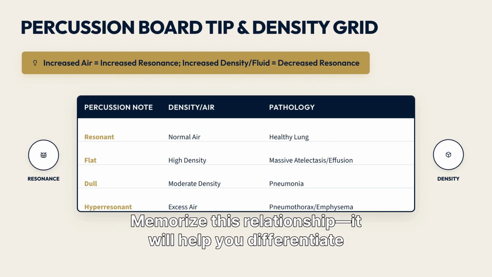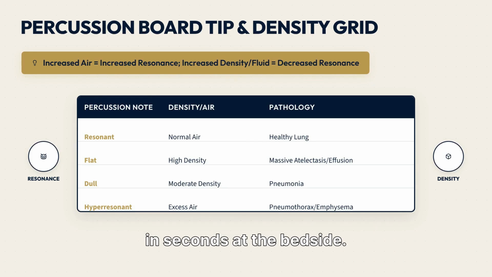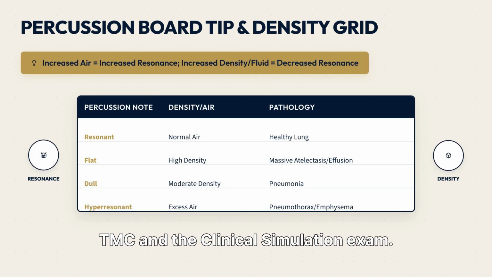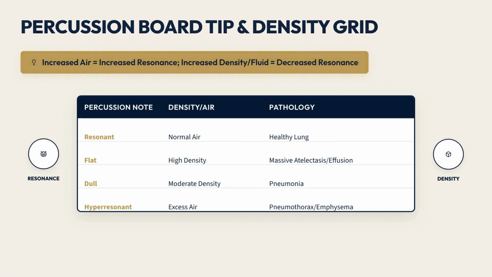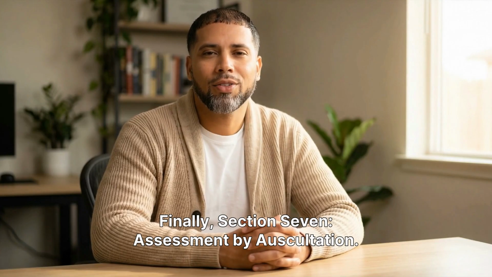Memorize this relationship. It will help you differentiate between a pleural effusion and a pneumothorax in seconds at the bedside. This is high-yield data for both the TMC and the clinical simulation exam. Master this grid. Finally, Section 7, Assessment by Auscultation.